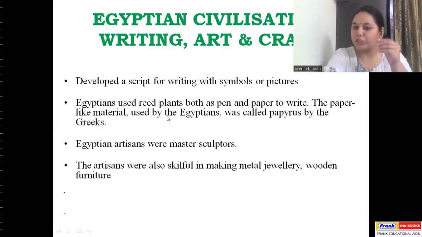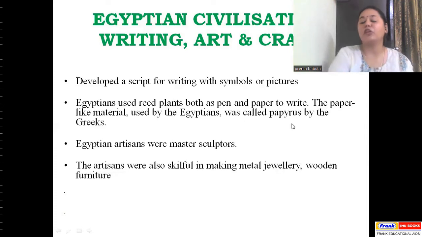The paper-like material which was used by the Egyptians was called papyrus by the Greeks. And the Egyptian artists or artisans were master sculptors. That is, they were very good with the art of sculpture.